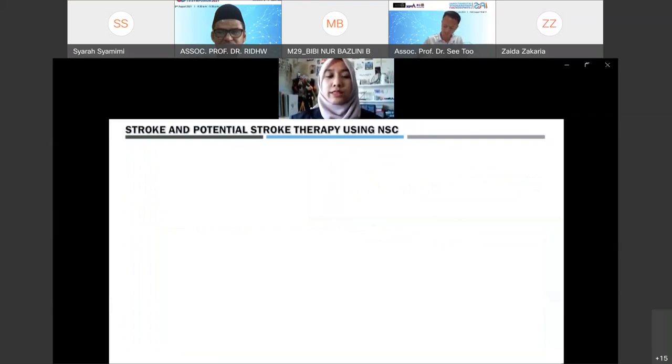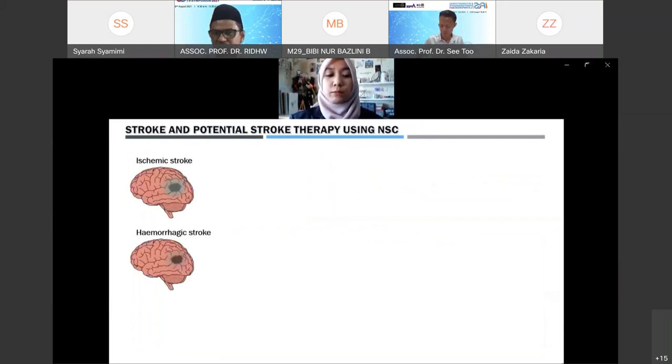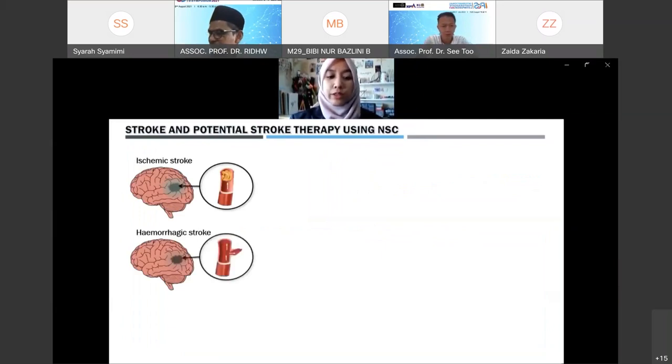Stroke, also known as cerebrovascular accident or brain attack, is the sudden death of brain cells. There are two types of stroke, namely ischemic stroke and hemorrhagic stroke. Ischemic stroke is caused by occlusion of blood vessels causing blockage of blood flow, while hemorrhagic stroke is caused by rupture of an artery to the brain, which causes bleeding within the brain. My study is focused more on ischemic stroke as it is more common in Malaysia compared to hemorrhagic stroke.